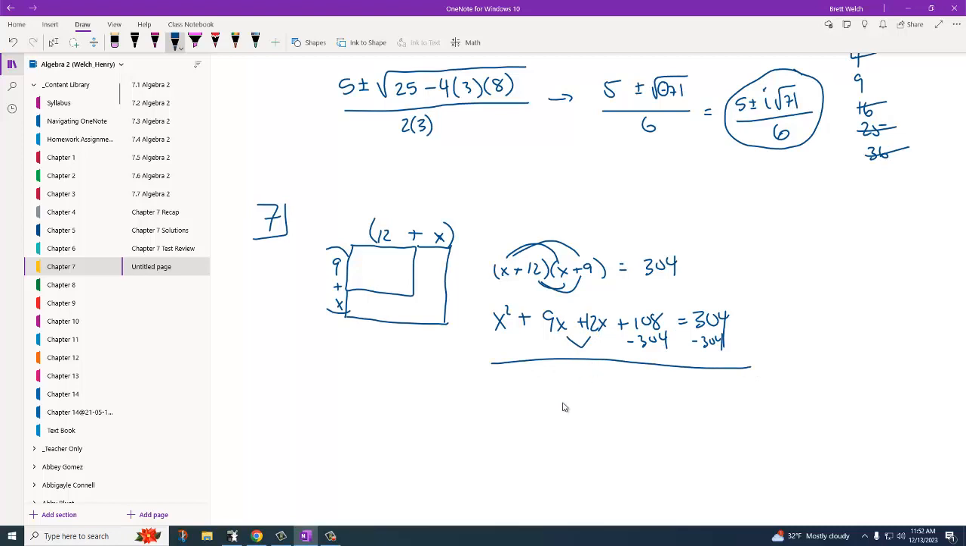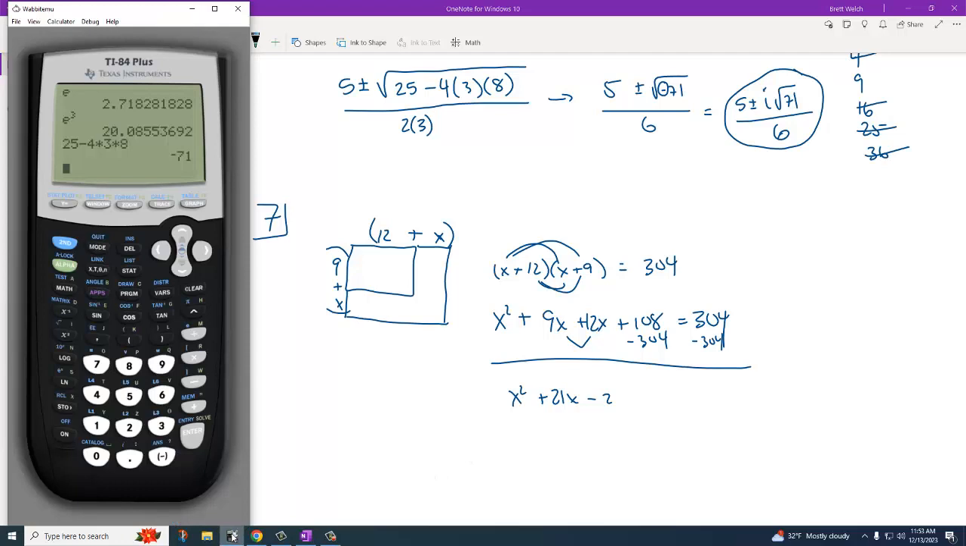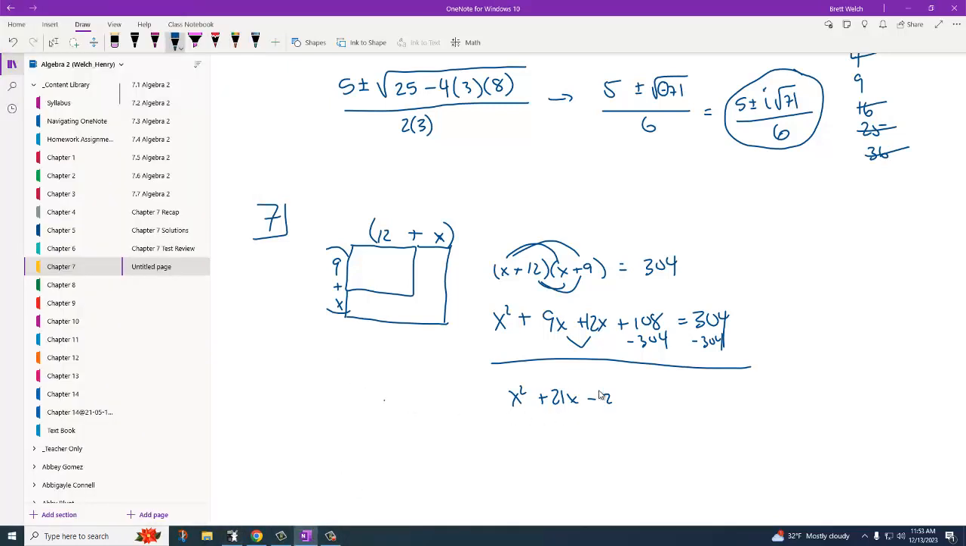And I can combine these like terms while I'm at it. X squared plus 21x minus, is it 196? 108 minus 304. Yeah, it's negative 196. And that's all equal to 0.